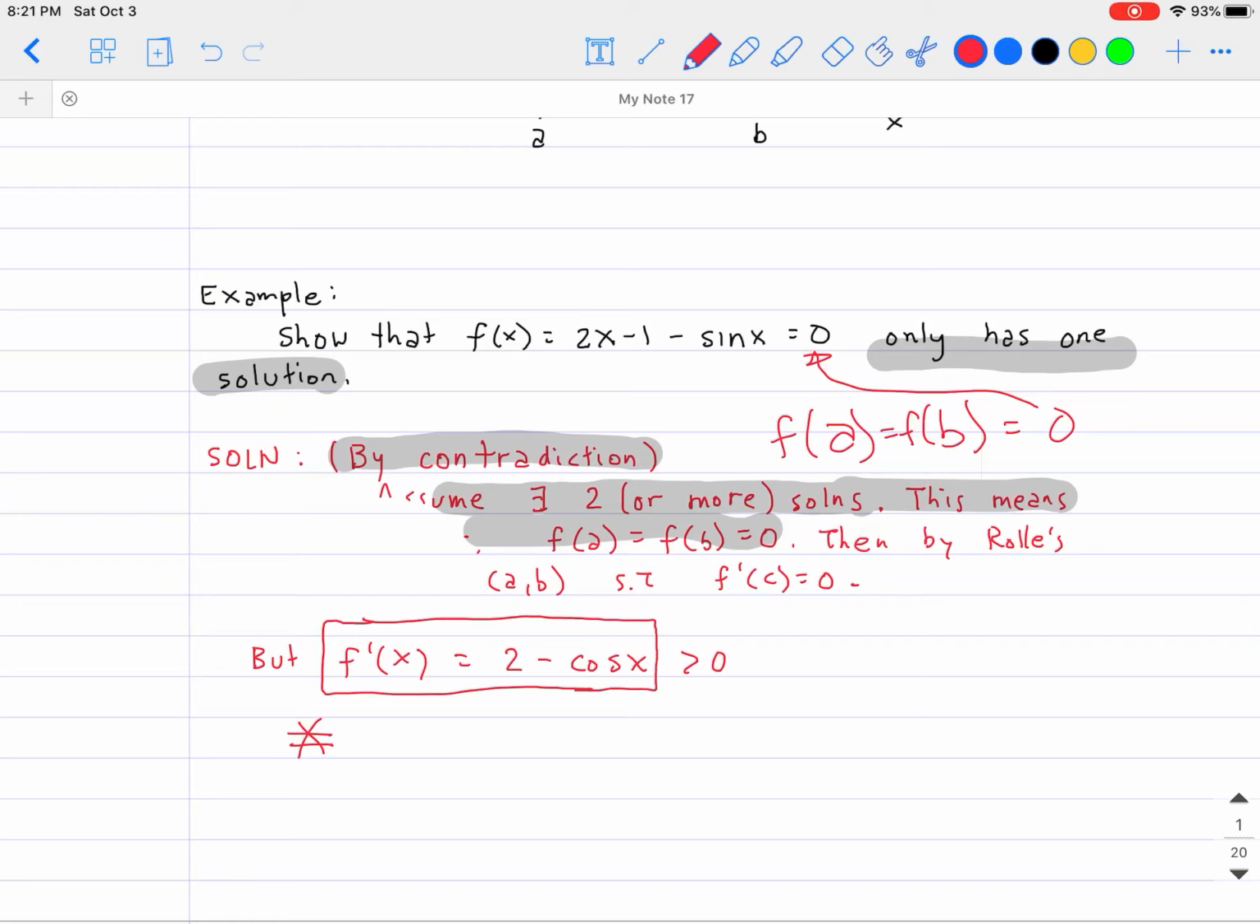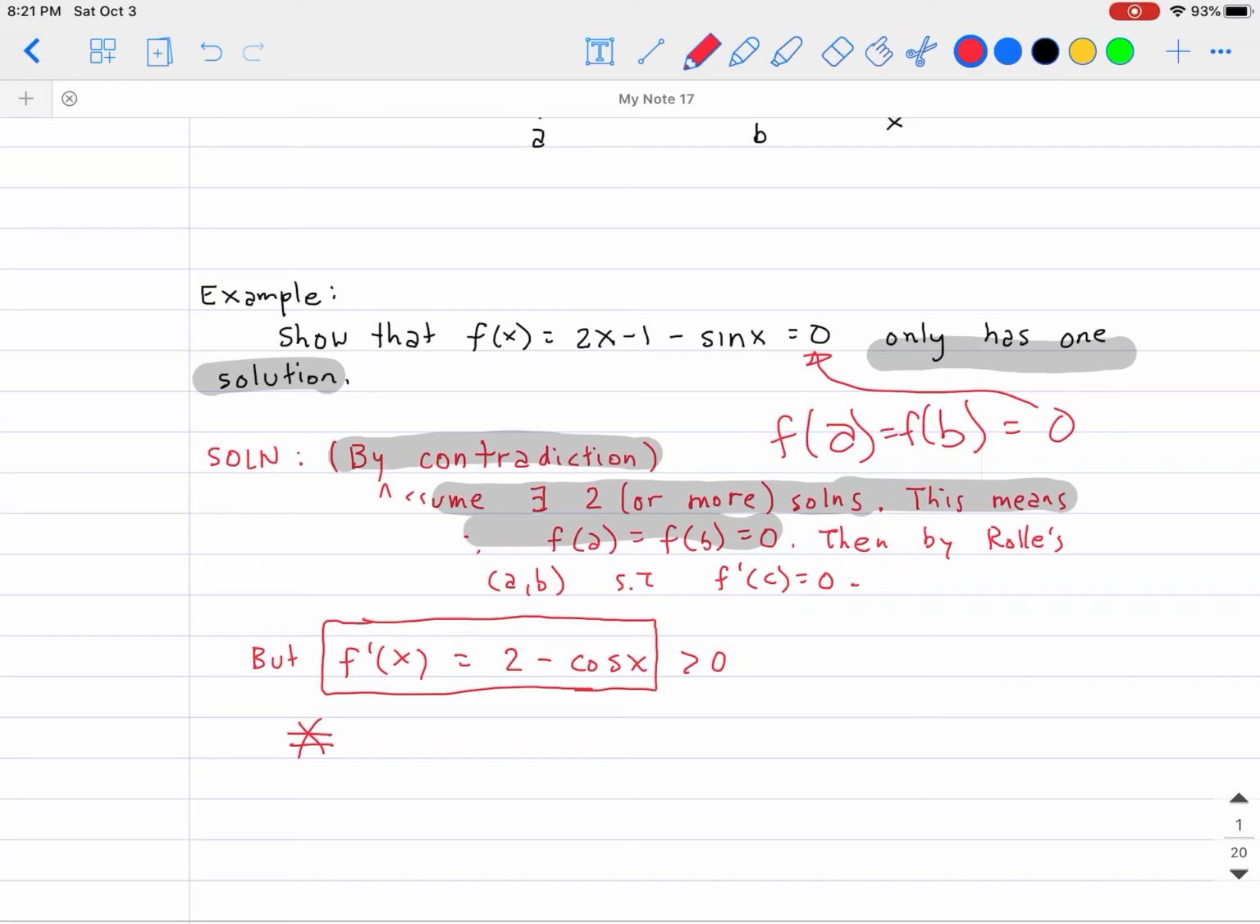Here is the derivative. F prime of x is equal to 2 minus cosine of x. And if you look closely at that equation, there's no way for this to be equal to 0 because the range of this function is somewhere between 1 and 3 because of the cosine graph.